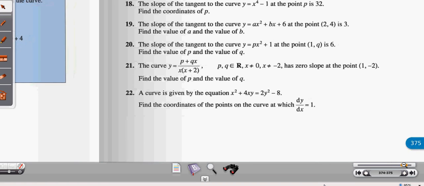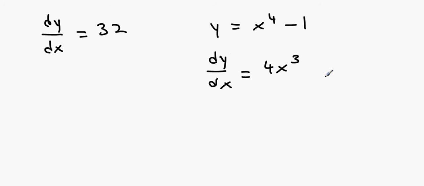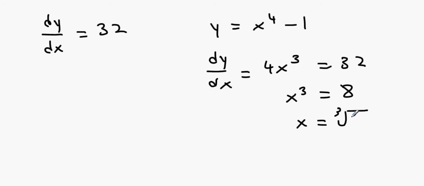Okay, so what we know, the first piece of information, is the dy/dx equals 32. So if y equals x to the power 4 minus 1, this means that the dy/dx is 4x cubed. 4x cubed must equal 32. This means the x cubed equals 8. Therefore x is equal to the cube root of 8, which means x equals 2.